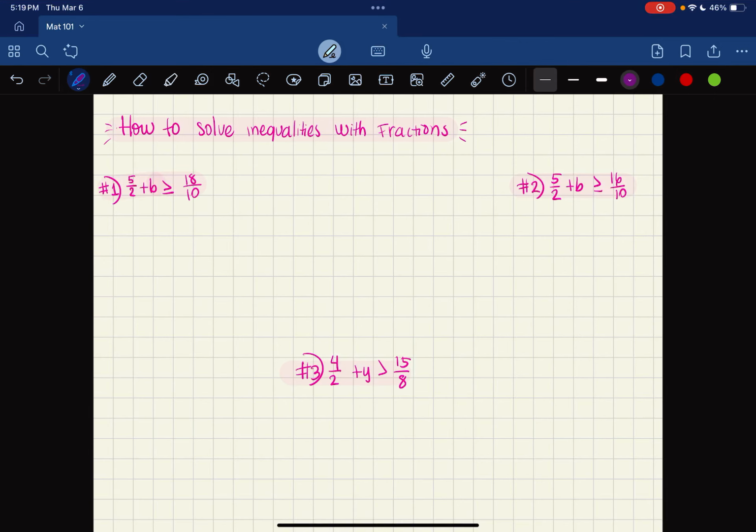Hello guys, so today I'm going to show you how to solve inequalities with fractions. Here I have 3 examples.